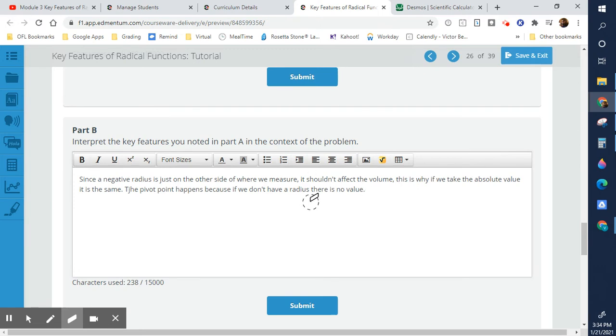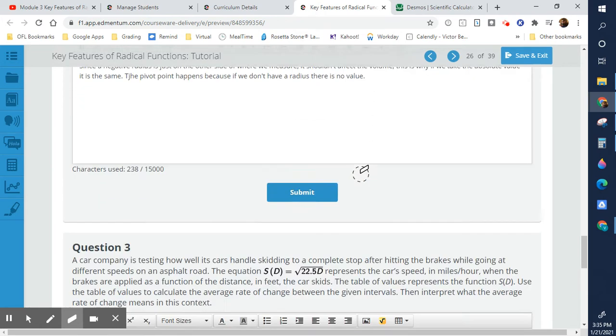Again, if this doesn't make any sense, guys, read it to yourselves. If it doesn't make any sense, use your own words. All right? Use your own words, use your own critical analysis to be able to finish this.